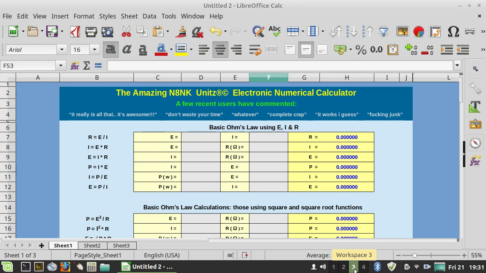YouTuber I'm not. Welcome to the amazing N8NK Unitz electronic numerical calculator. What I use this spreadsheet for is basic Ohm's Law calculation, as you'll see here in this first section. Might sound silly, but when I'm working on something, both spreadsheets are running. I've got a 4 workspace desktop, and I just toggle between them as need be. So anyway, basic Ohm's Law calculation.